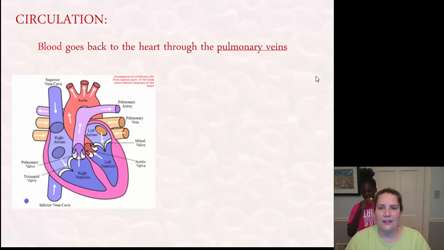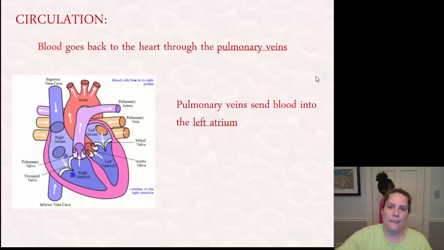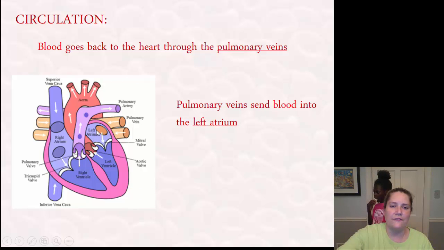So blood is going to go back to the heart through the pulmonary veins. Again, I told you before that veins typically carry blood that's deoxygenated. This is the exception. The pulmonary veins are the exception. They carry blood that's oxygenated, again, because it's coming back from the lungs. The pulmonary veins are going to send blood into the left atrium.